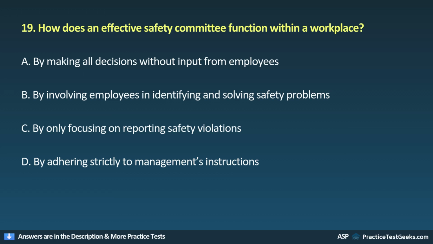19. How does an effective safety committee function within a workplace? A. By making all decisions without input from employees. B. By involving employees in identifying and solving safety problems. C. By only focusing on reporting safety violations. D. By adhering strictly to management's instructions.